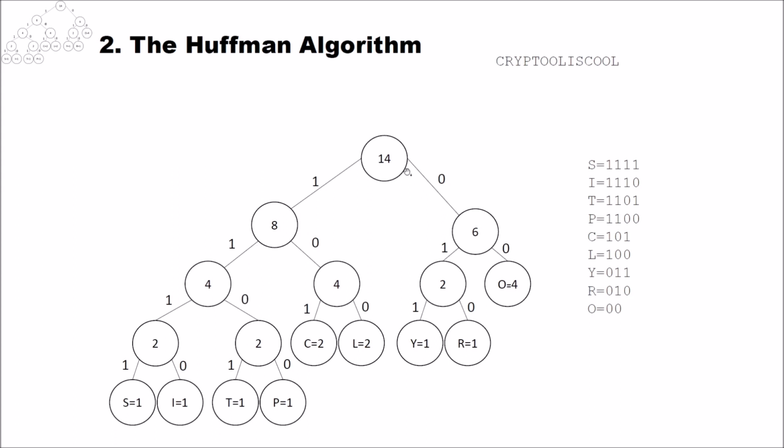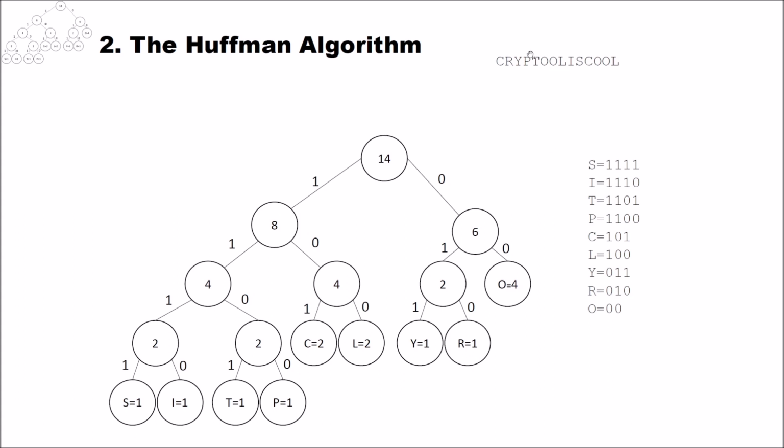And our shortest code word is the code word for the letter O. And the O is the symbol that occurs most frequently in our text. And as I said in the beginning, we want to encode high-frequency symbols with short code words and low-frequency symbols, like the S and I that only occur once, with longer code words.